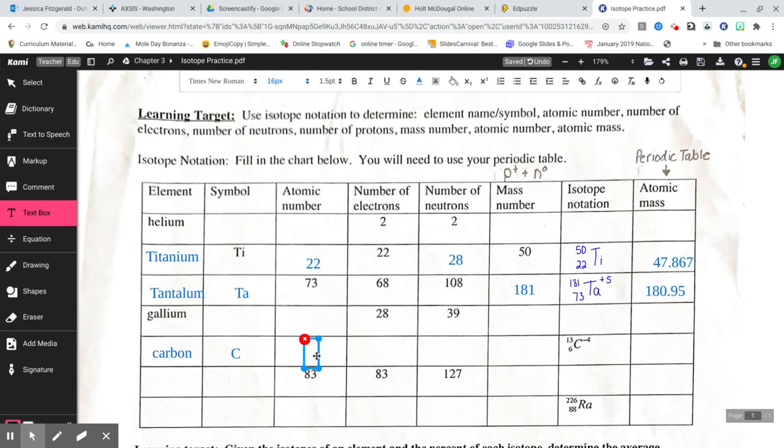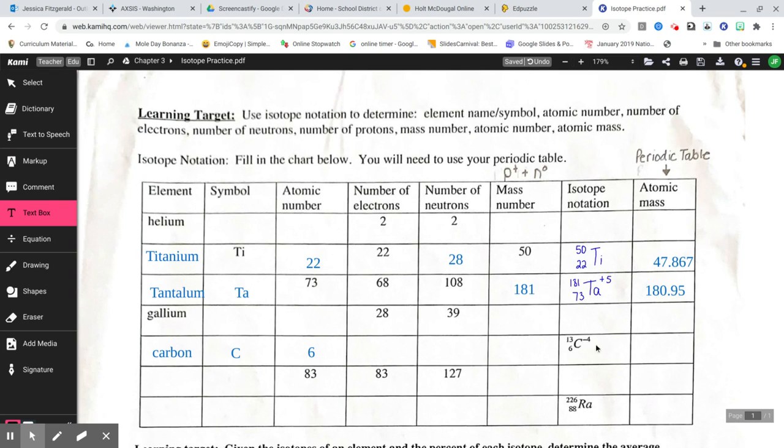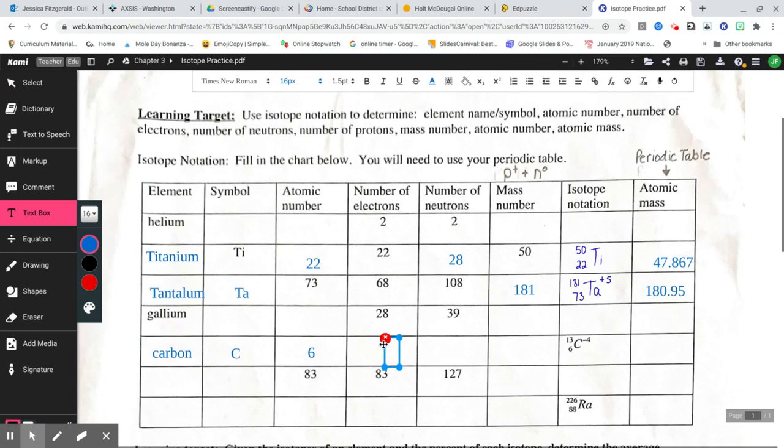The atomic number of carbon is 6. Since we're looking at the charge here in our symbol, we're going to start with 6 electrons, but we're going to do the opposite. We're going to add 4 electrons to our numbers. So that means we're actually going to have 10 electrons. And does that make sense? What do you have more of? More positive protons or more negative electrons? Negative electrons. So that's -4.